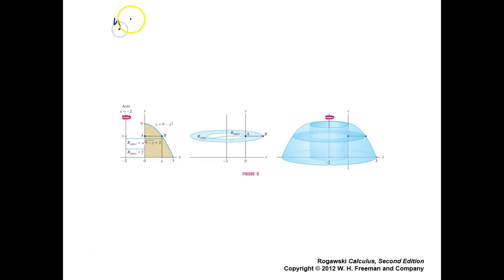What we have is y is equal to 9 minus x squared. What we want is solve for x. So let's add x squared to both sides.